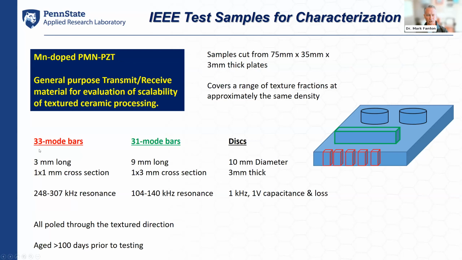We used traditional 33 mode bars, 3 millimeters long with a 1 by 1 millimeter cross section, 31 mode bars to get the lateral coefficients, 9 millimeters long with a 1 by 3 cross section. And then we used 10 millimeter discs. All of these measurements were made at 1 kilohertz and 1 volt drive level. Everything was aged more than 100 days prior to testing, and everything was poled and tested through the texture direction. So in terms of the notional plate that we're looking at here, the texture direction would be through the thickness of the plate.